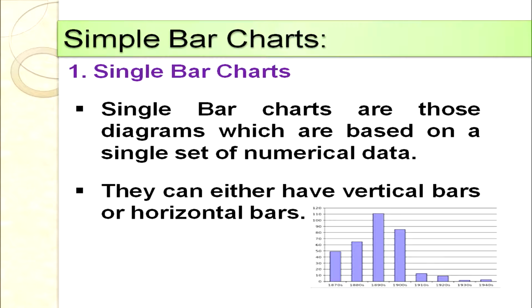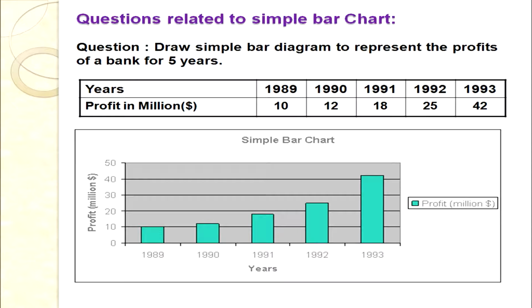Simple bar charts are those diagrams which are based on a single set of numerical data. That means we got only one type of data. While we are drawing these bars, they can be vertical as well as horizontal. But as I have told you earlier, you will always go for vertical bars. Now, let us see it with the help of a question. Draw a simple bar diagram to represent the profits of a bank for 5 years.